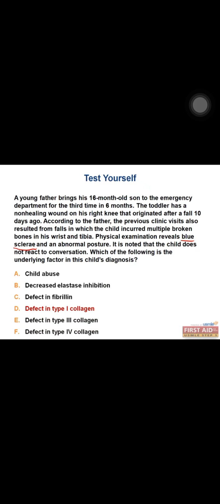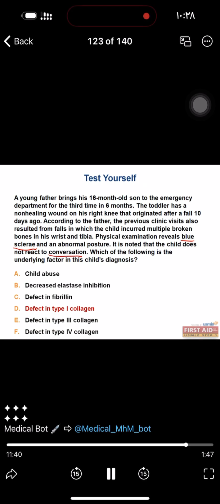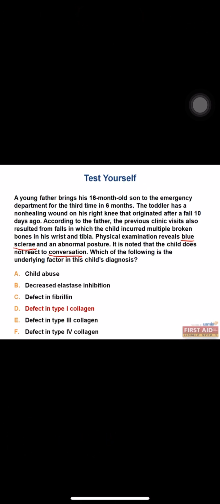And by the way, how does the child not responding to conversation tie into this? Well, remember, there are bones in your ears that you need to hear, so this is in reference to the hearing deficiency that comes with osteogenesis imperfecta.